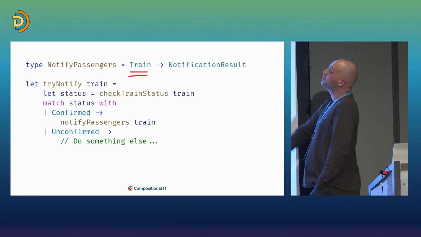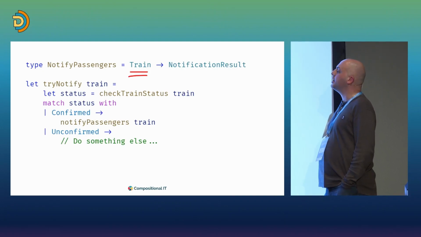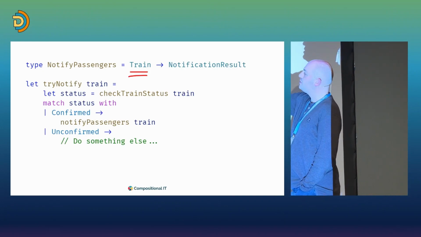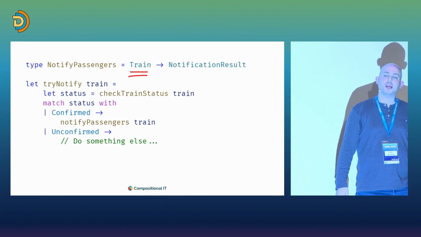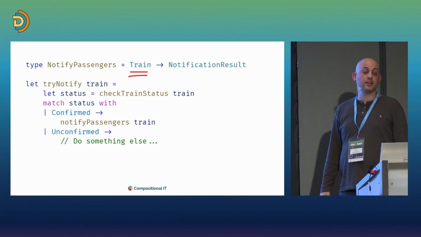And then in here we've got a function that says, give me a train, and I'll do the notification. So I'll check the status of this train. And if the train is confirmed, then I'll call notify passengers with that train. And if it's not confirmed, I'll do something else. Maybe I'll just do nothing, sort of thing.